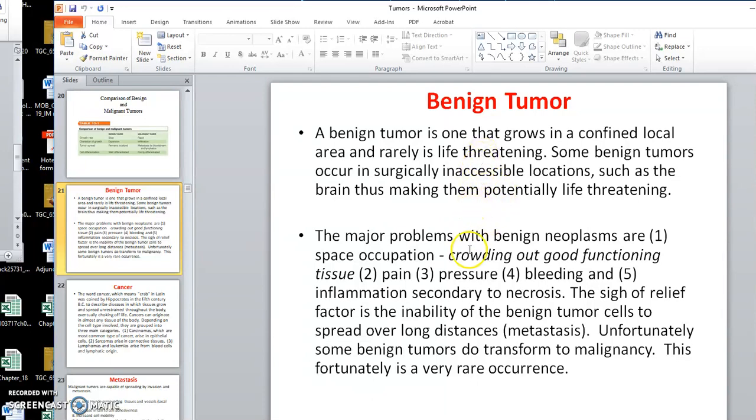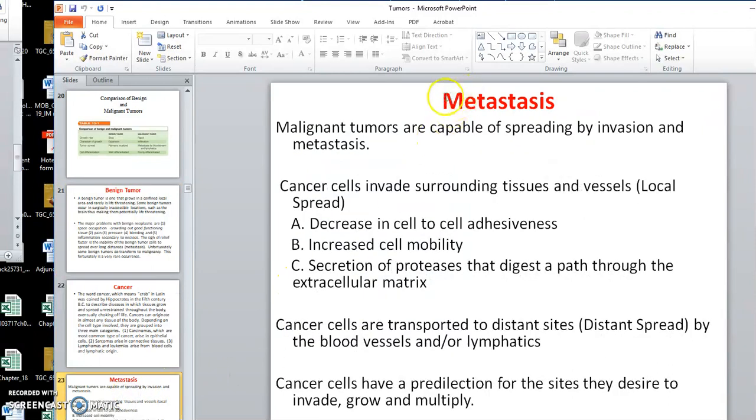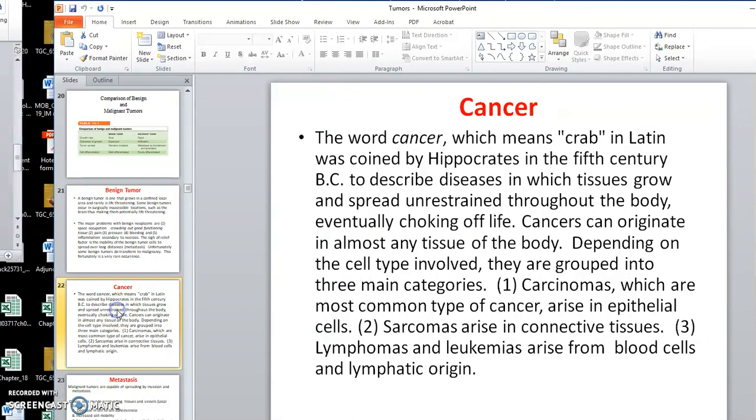So I don't want to make it seem like they're harmless, but the key is that a benign tumor can't do what I'm going to talk about in a minute, called metastasis, which means to move from one site to another site and start the same deleterious process there. So that's benign. So cancer comes from the word crab. Hippocrates, one of the fathers of medicine, said it looked like a crab grabbing in.